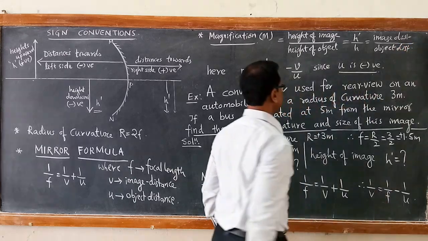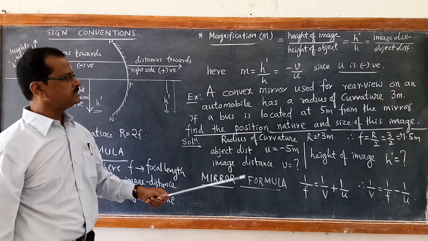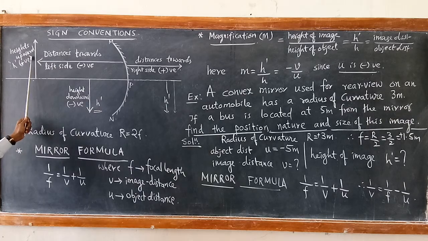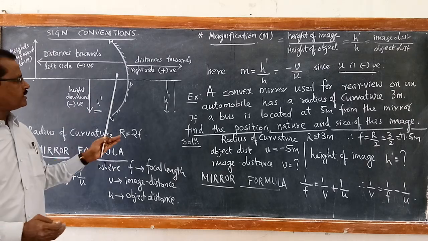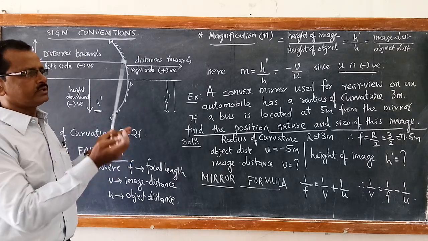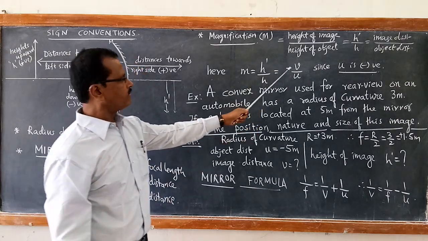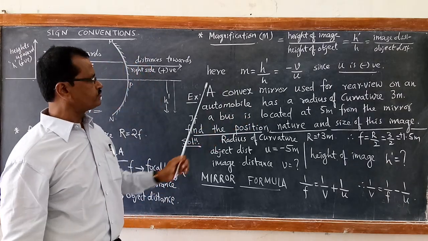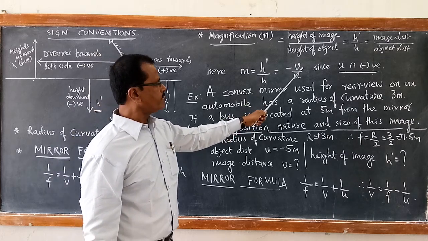Image distance by object distance. So h dash by h is equal to minus v by u. Why is it minus? Because one of the important sign conventions is that the object should always be taken towards the left side of the pole. If the object is taken to the left side of the pole, then the object distance will always be negative. Therefore, minus v by u is another equation for magnification. M is equal to h dash by h equal to minus v by u.